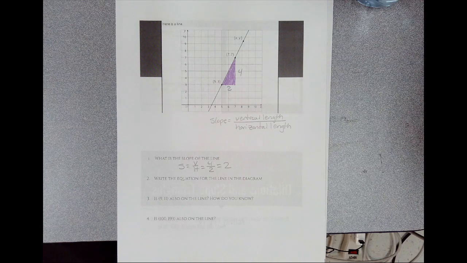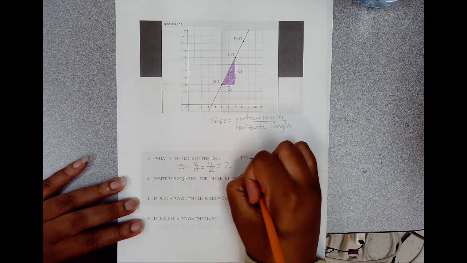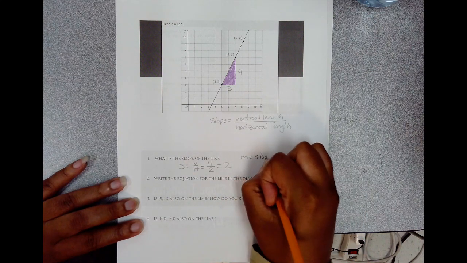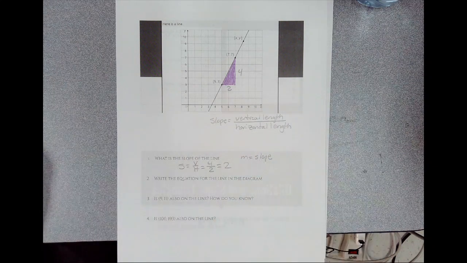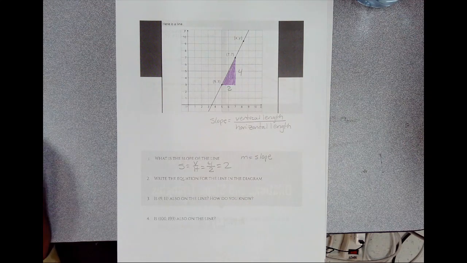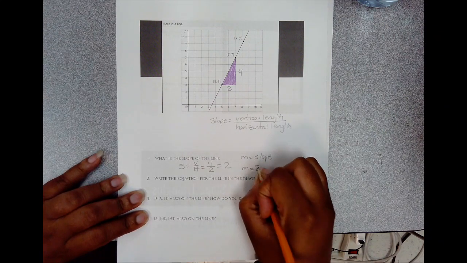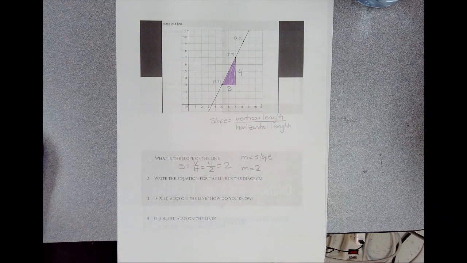And what I'm going to go ahead and introduce you to, if you haven't already been introduced, is that the variable m is typically used to represent slope. You will see this throughout your mathematical career in school. M is used to represent slope. So I'm going to stop using S, and I'm going to start using M to represent slope, just to get you familiar with the actual terminology that's being used.